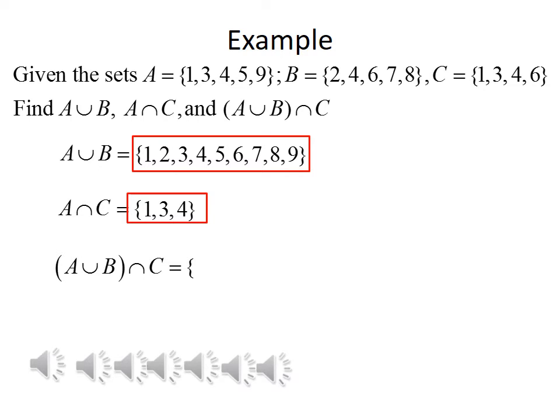So we know that the union of A and B is the set of numbers 1, 2, 3, 4, 5, 6, 7, 8, and 9. So we can look at that along with C to find the intersection. Remember, intersection is going to be the set of numbers that appear in both of them. So which numbers appear in both A union B and the set C? And you should have come up with the set of numbers 1, 3, 4, and 6. These are the numbers that appear in both A union B and in C.